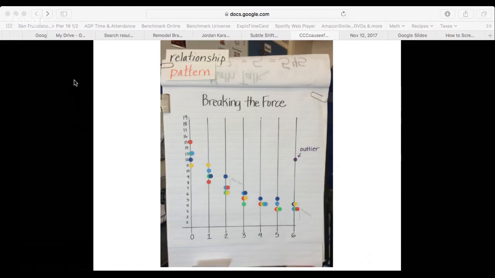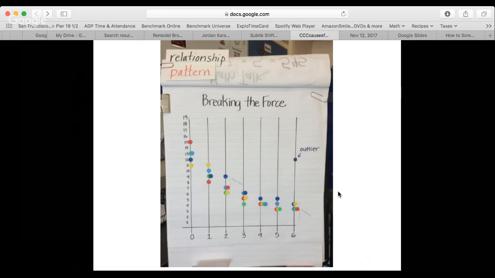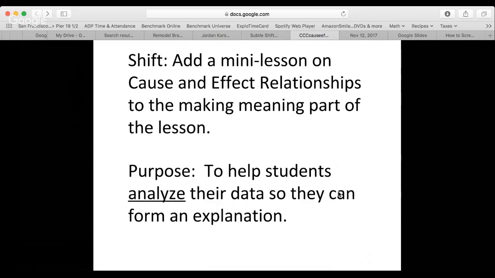I'll explain the original lesson in a little bit more detail in a moment. I just wanted to set the context for this shift, which was that students were having trouble with the making meaning part of the lesson. They could not analyze and interpret this graph, which is showing that the greater the distance between two magnets, the weaker the force between them. We thought that using the cross-cutting concept of cause and effect relationships might help the students make sense of their data.